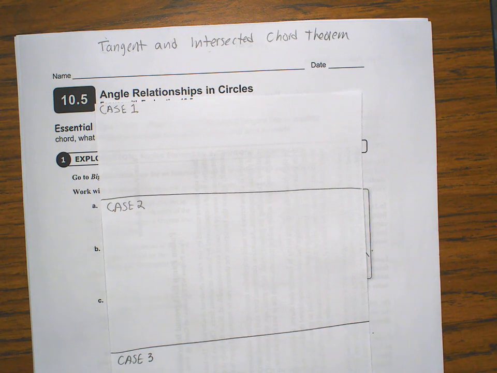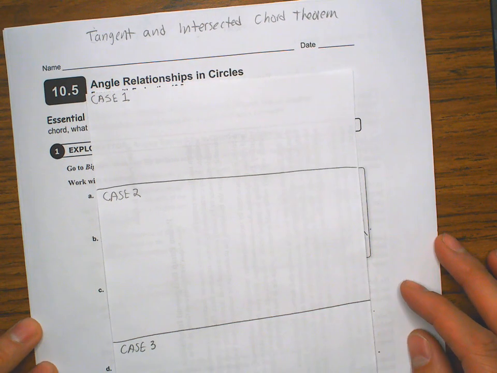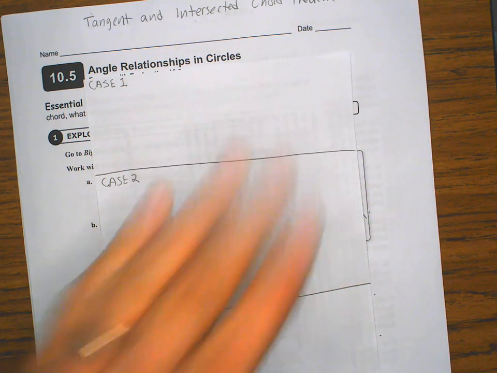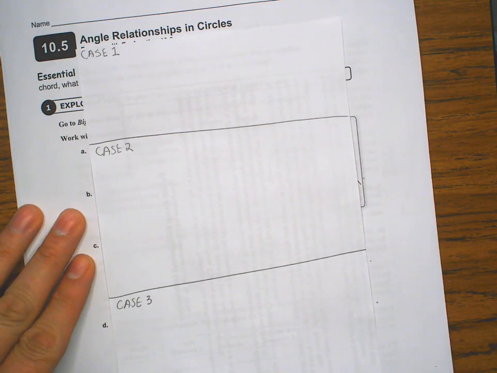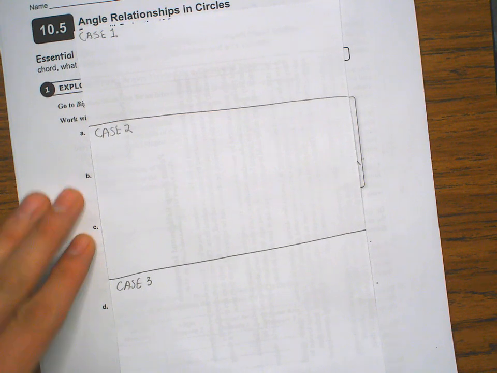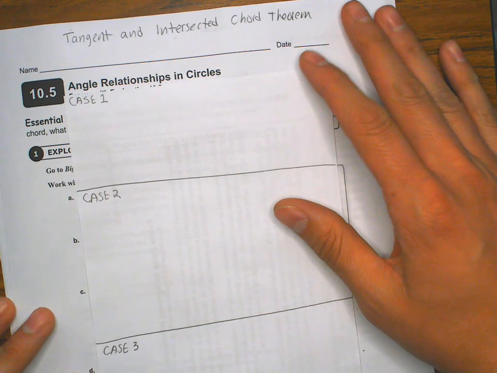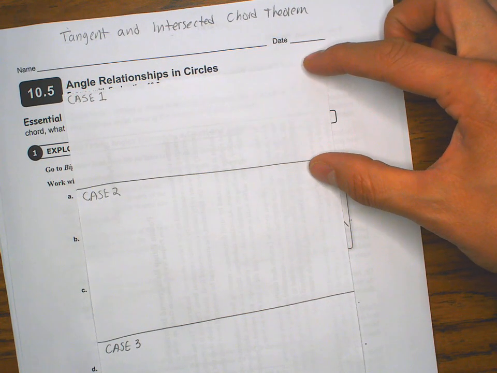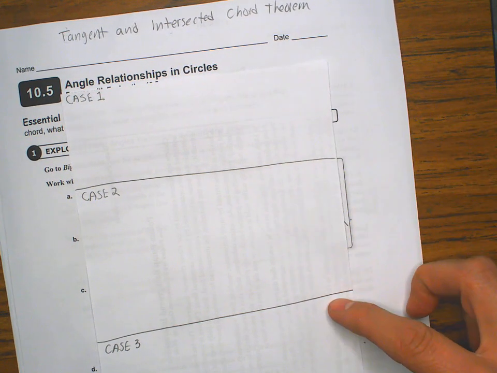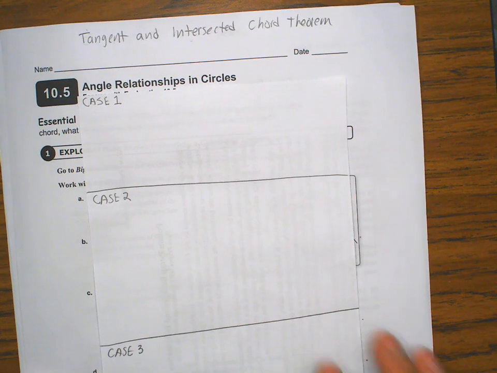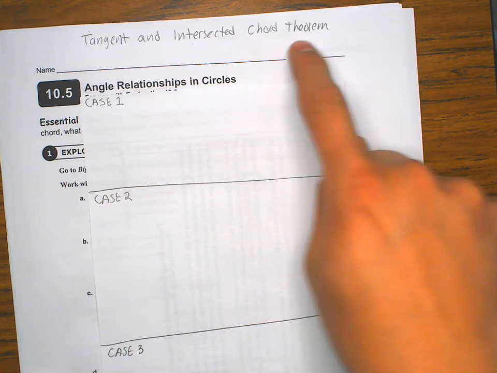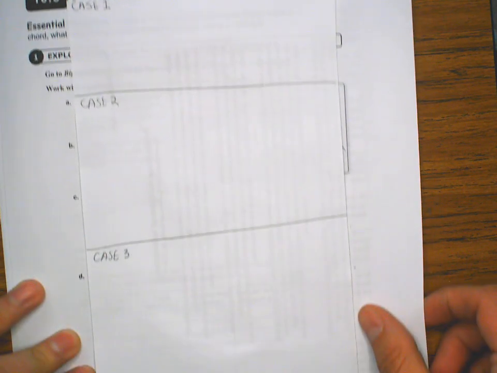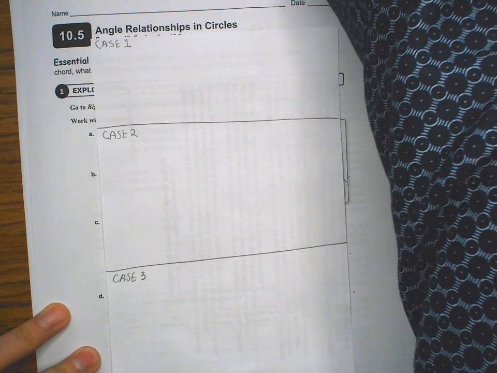Before we begin, go to page 298 and glue a blank piece of paper right in the middle of it. I want you to divide this into not necessarily three equal portions, because case 1 doesn't require that much space. We'll come back to the space in just a bit. So about this much space for case 1, case 2, and case 3, because we're going to be looking at three different cases for the tangent and intersected chord theorem. Now this is on page 298. Zoom out a little bit so you can see it.